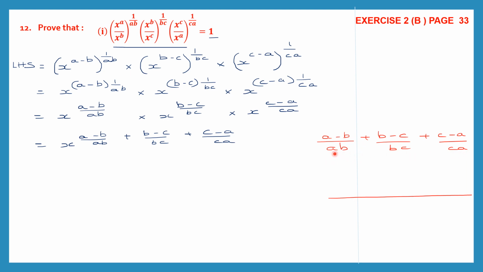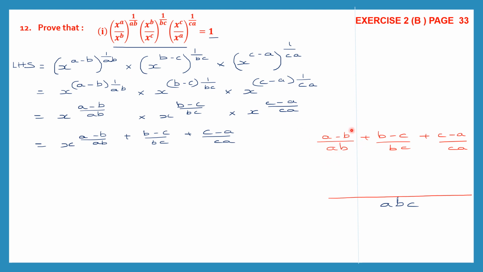Take a, now there's only one a, so we can write a into b into c. Now look for the highest power of each. Each one's power is only 1. Suppose this was a square and this is a, my LCM will have a square, the highest power. But here all powers are 1. So I can just write one of each, that is a, b and c.